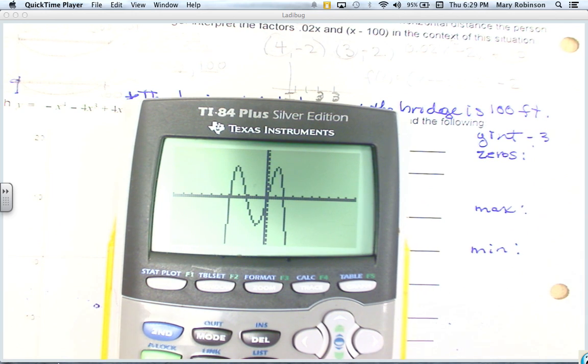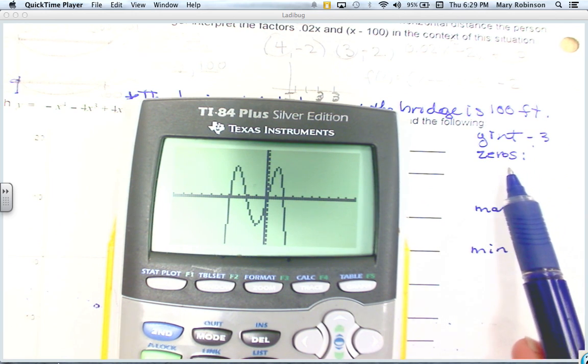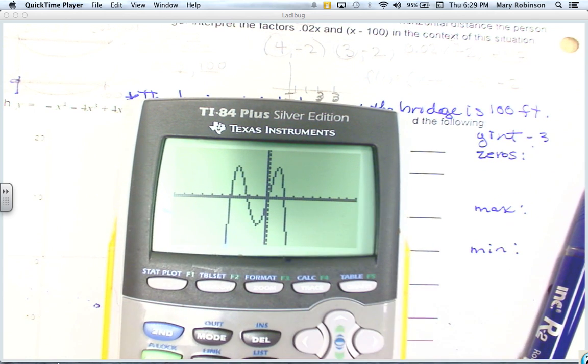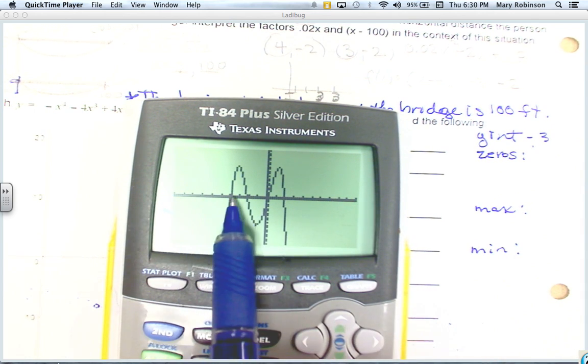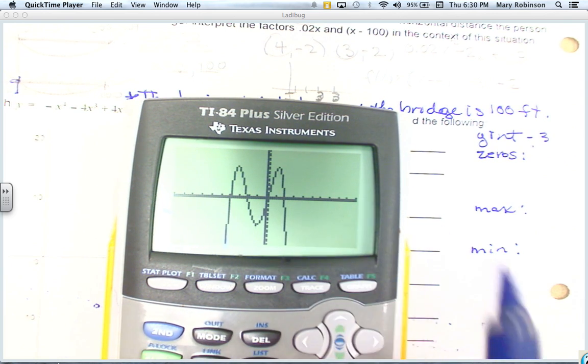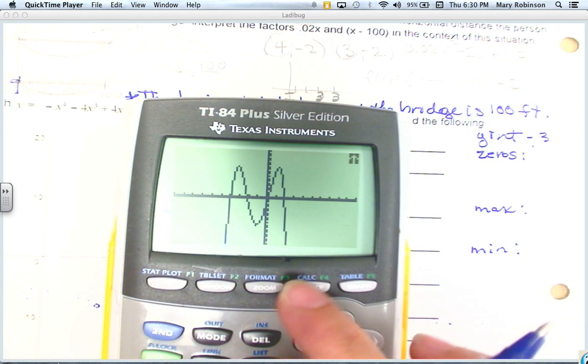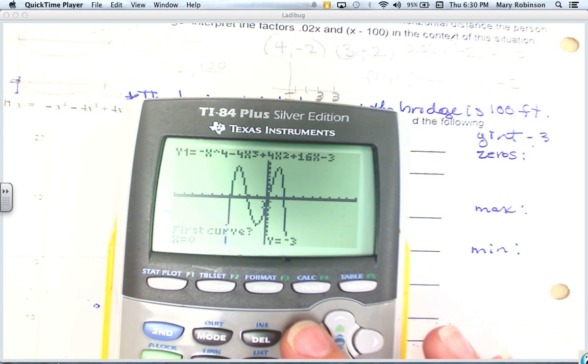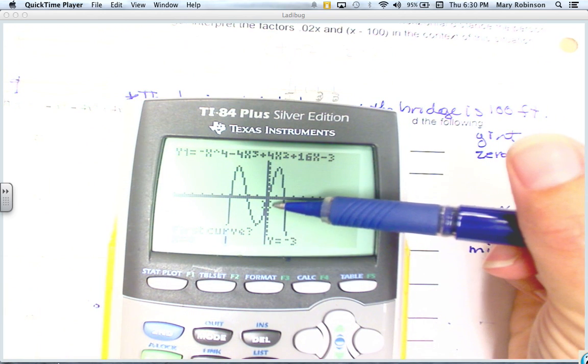So there it is. Why do we do that? So we can find the intersection between our function and y equals 0, because on the x-axis, for these 4 points that we need, our y-coordinate is 0. So to do that, we'll hit second trace 5, and we are going to find the intersection. It automatically defaults to putting the cursor at the y-intercept.